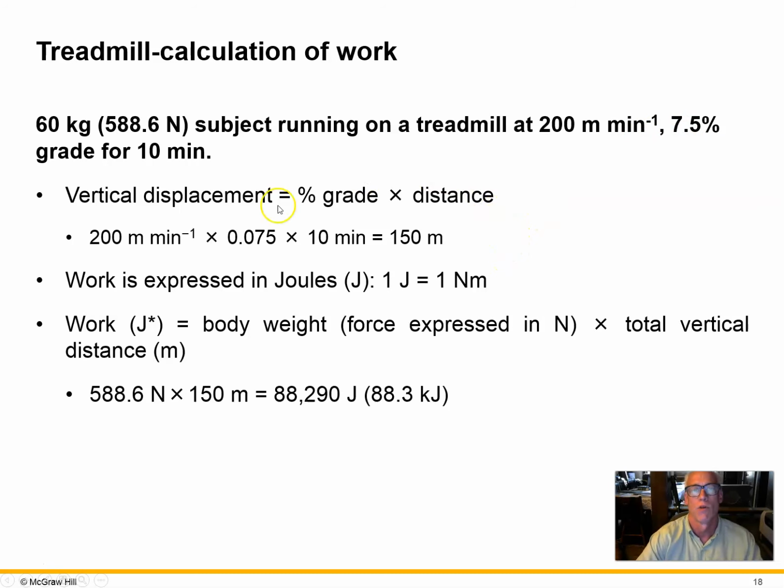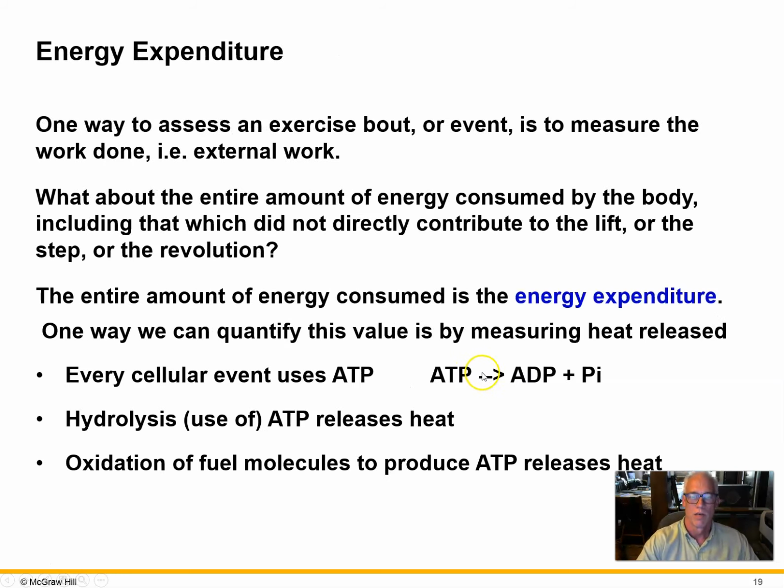So we got 200 meters per minute times 0.075, the percent grade, times 10 minutes, and we now know that 150 meters of vertical rise is the total distance lifted, and the force, of course, as we said, is 588.6 newtons. So 588.6 newtons times that total vertical rise or lift gives us 88.3 kilojoules. So we're just using a little trick to give us something to go on in terms of the work done during treadmill running and walking.